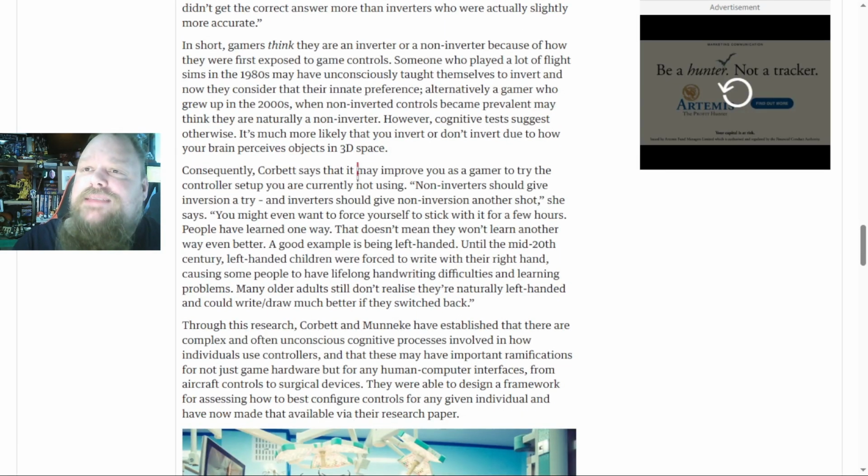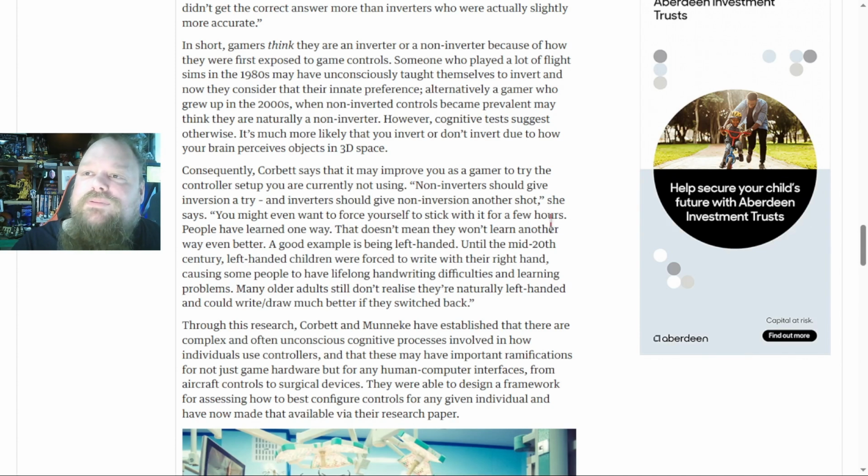Consequently, Corbett says that it may improve you as a gamer to try the controller setup you are currently not using. Non-inverters should give inversion a try, and inverters should give non-inversion another shot. She says, you might even want to force yourself to stick with it for a few hours. People have learned one way. That doesn't mean that they won't learn another way even better.